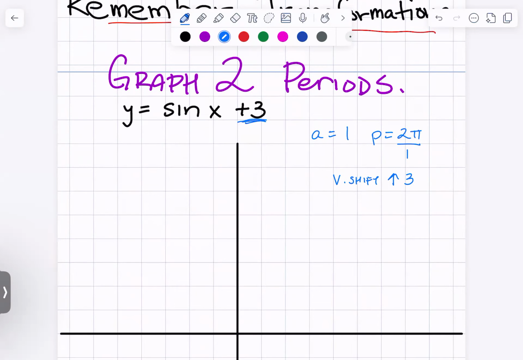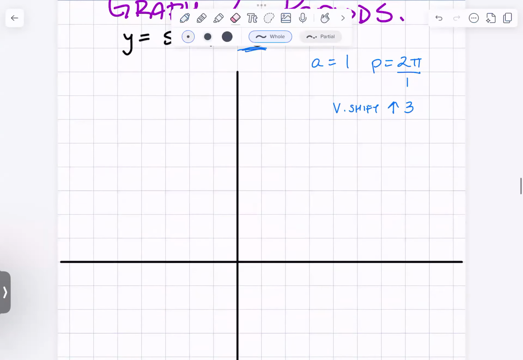Okay, so graphing 2 periods. Again, what I'm going to do is skip 4 units, label that 2 pi. This is pi then. This is pi over 2. So then this would be 3 pi over 2, right? Because this would be 2 pi over 2. This is 3 pi over 2. This is 4 pi over 2. Okay?